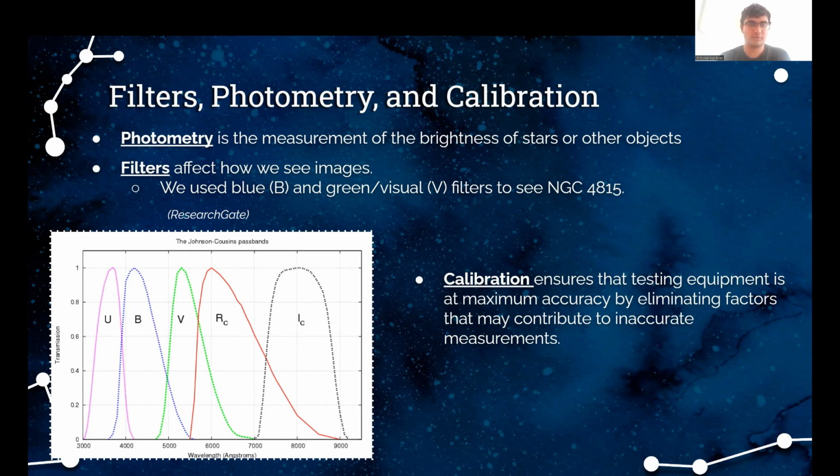But if I change the filter towards a red filter against the red stars, it's going to be a lot brighter. And shown in the ResearchGate image, we can see that based on the filters, you're going to see different kinds of brightness for different types of stars. Because we're mainly targeting hot and young stars, as explained before, you're going to use the blue and green visual filters to see NGC 4815.